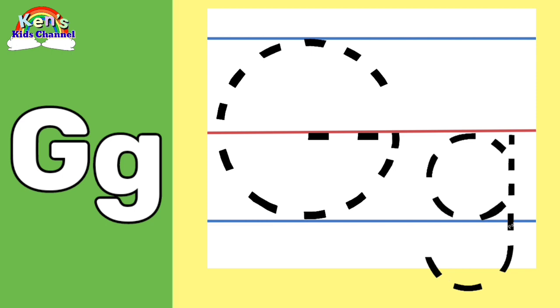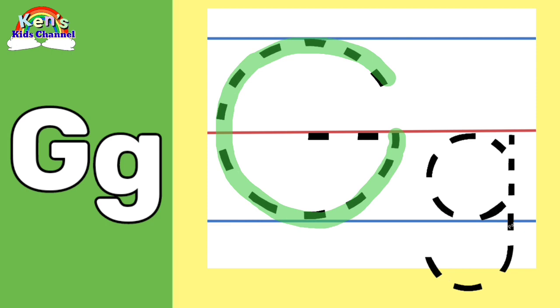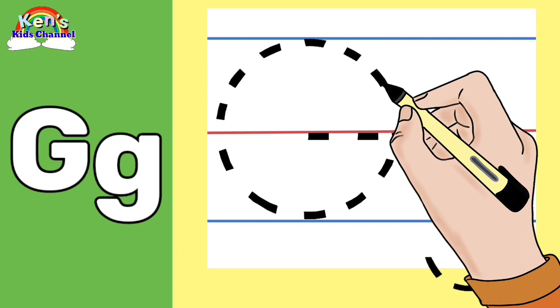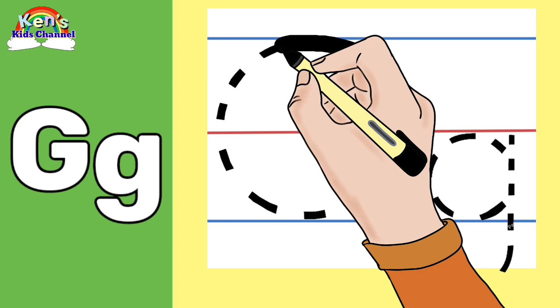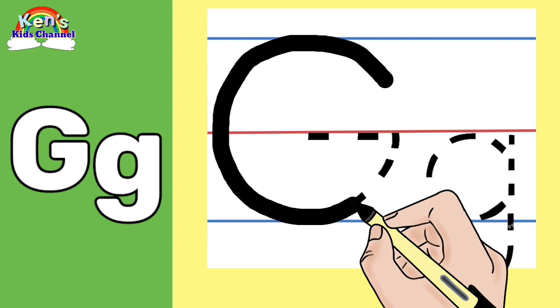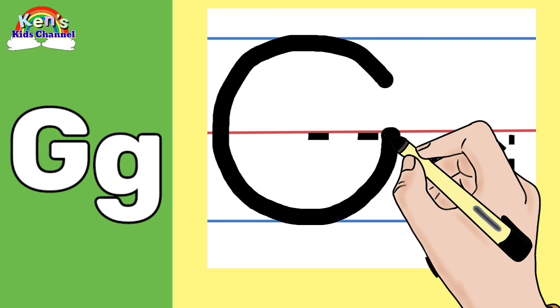Now we begin with the mommy letter G. Let's make a big curve. Start below the top blue line. Make a big curve up to the top blue line. Then swing down to the bottom blue line. And go up to the middle red line. Then make a sleeping line on the middle red line.